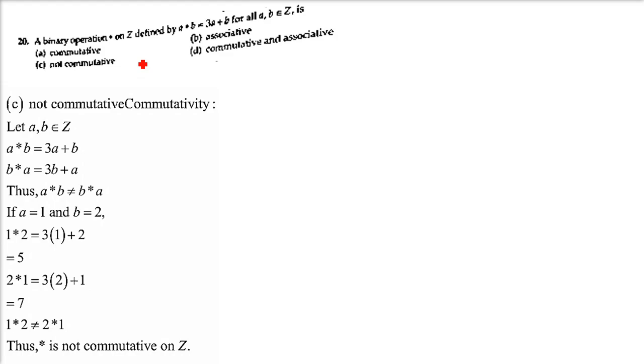Next is question number 20. A binary operation star on Z is defined by A star B equals 3A plus B. And this Z is very important, because if it would have been Z and N, the answer would have been different per se. So what is there, what is not there, let us check one by one.